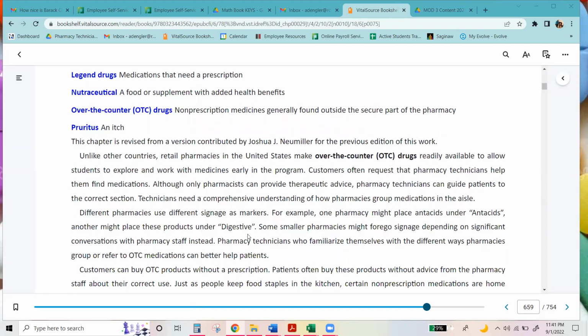We all should know what over-the-counter medications are. Medications that you can just buy off the shelf without a prescription, without your doctor, without any medical professional's opinion or guidance.